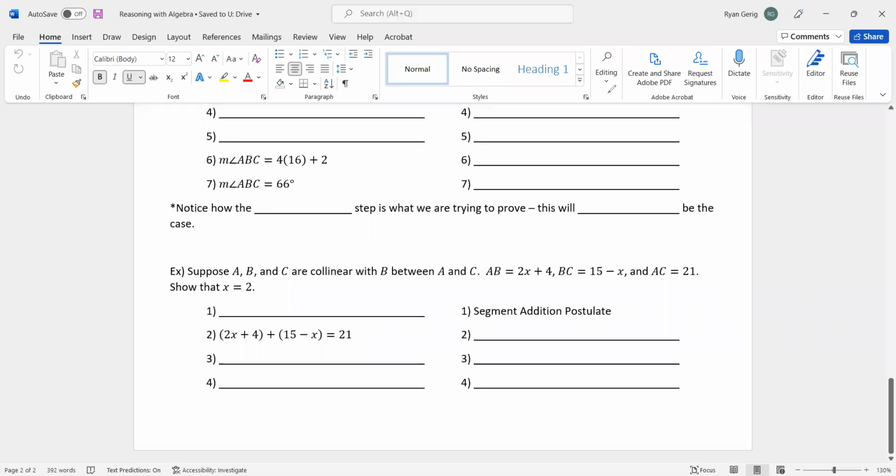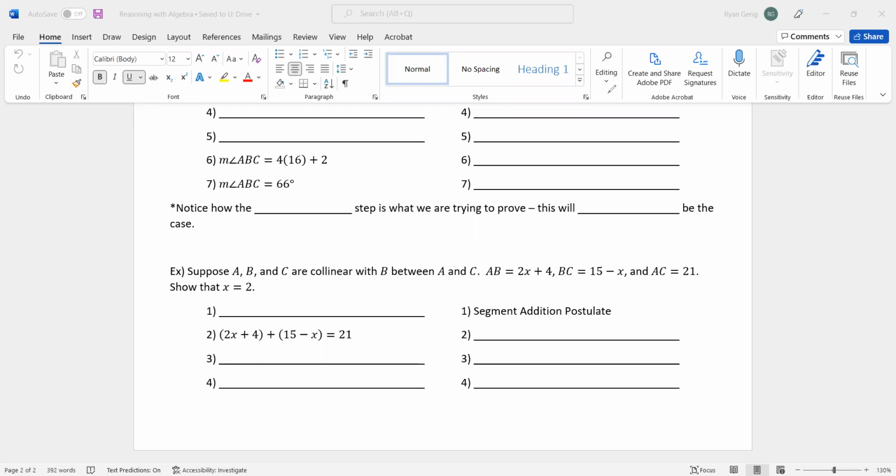Suppose A, B, and C are collinear, so they're on the same line, and B is somewhere between A and C, okay? I gave you some information about AB. I gave you some information about BC. I gave you some information about AC. If you want to draw it, you can. I'm not going to, but you could. If you want to see what's going on here, you can do that. Notice I am not trying to figure out what x equals. I know that x equals 2. I'm trying to show how I get there.